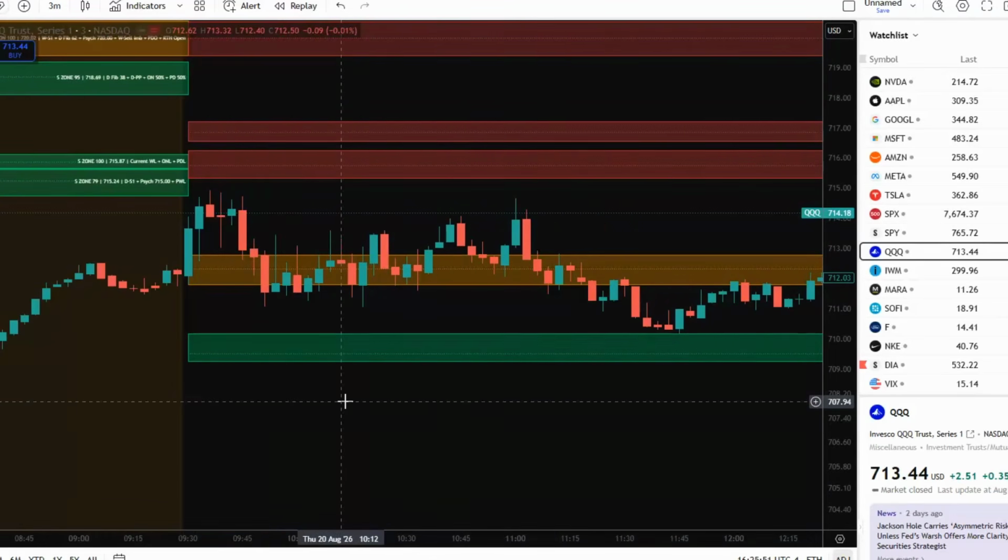One of my mentors used to call it, before you enter, let it center. A big candle like this usually is going to come back in the middle of it. And this is what happened here at 712.80, 713, 714. You make some money here in about 6 minutes.